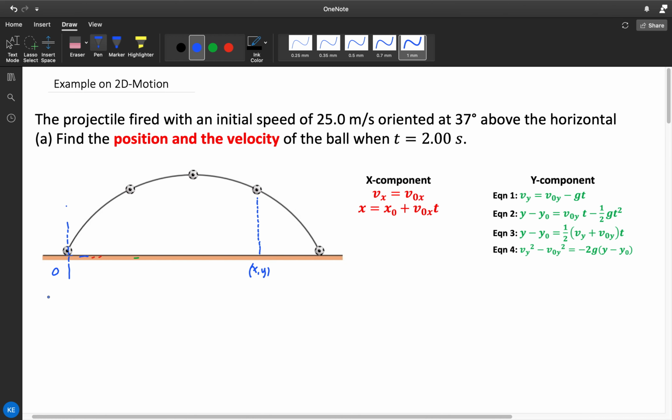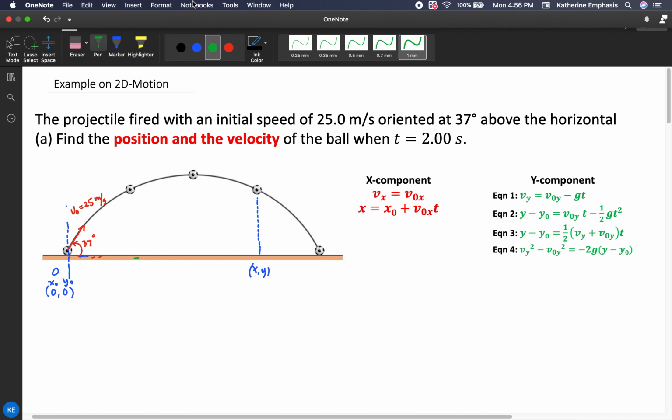Final. Its initial, since both are at the origin, so x sub o and y sub o are equal to 0. So take note that here, the magnitude of the initial velocity V sub o is equal to 25 meters per second, and its angle is given by 37 degrees.